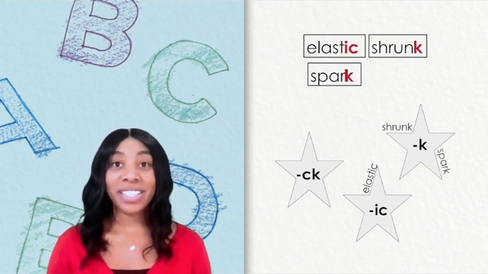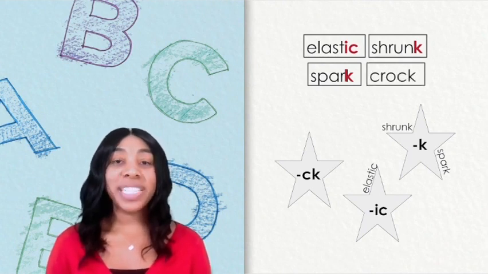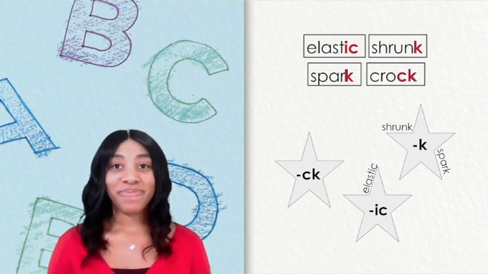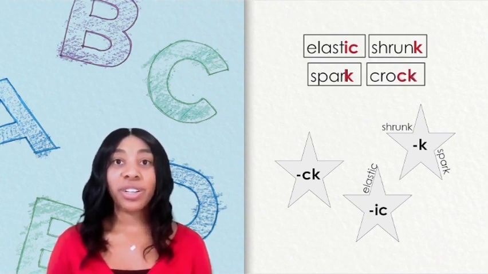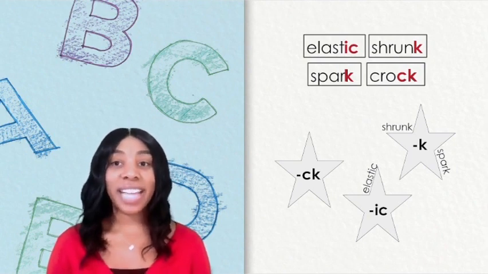All right, scholars, this is our last word. How would we say this word? Crock. Which star does the word crock belong on? It has the K sound at the end, and it is spelled with a CK.